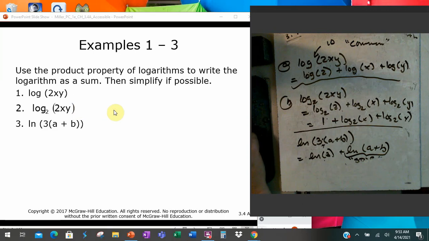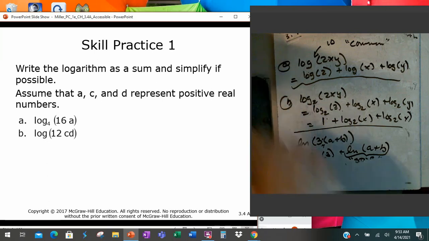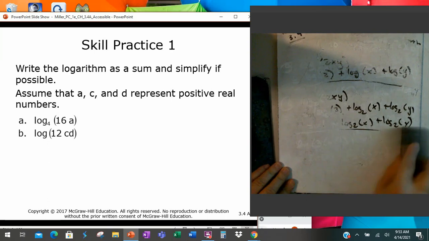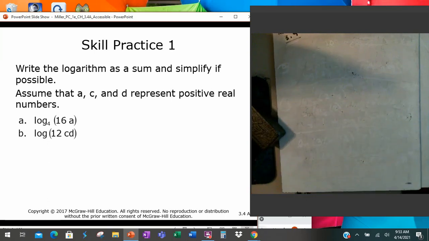So let's continue on. Some more examples. Write the logarithm as a sum and simplify as possible. So if you go and do your lab, Alex, they're going to say simplify as possible. And let's see if we can do some other simplifying.